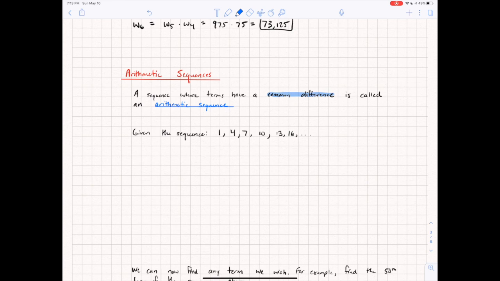So when you're going term by term, there is a common addition or a common subtraction to go from term to term in the sequence. And that's kind of the relationship between everything. So in this problem, given the sequence 1, 4, 7, 10, 13, and 16, what we can do is go through and see that from term to term, starting at 1 and going to 4, I'm adding 3, I'm adding 3, I'm adding 3, and I'm adding 3 every single time.